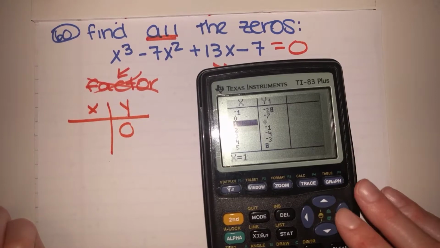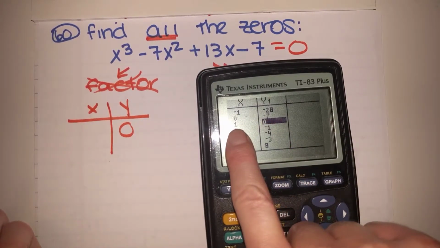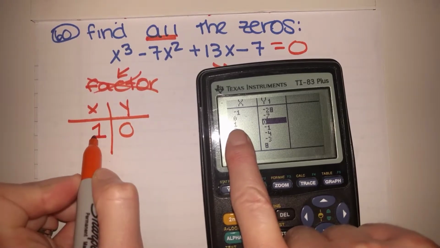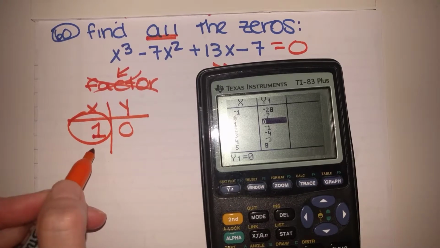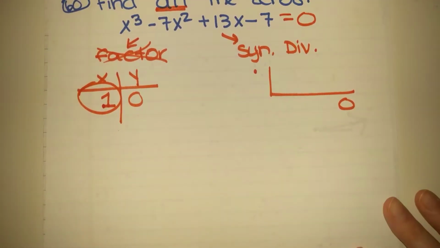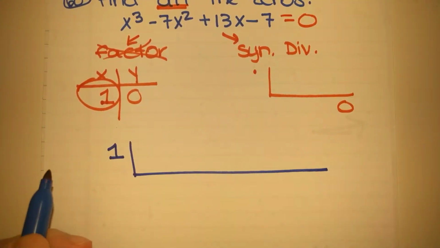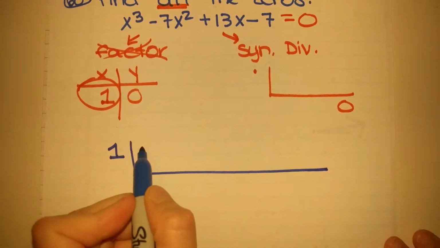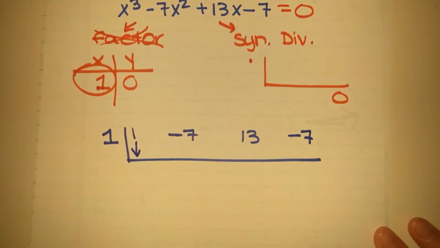So the point of interest here is where y is equal to 0, and I see that the corresponding x value is 1. So that tells me that one of my zeros of this polynomial is x is equal to 1. So that's my starting point. I will go through synthetic division using the 0 that I found from the graphing calculator of 1, write out my coefficients, and then go through synthetic division.